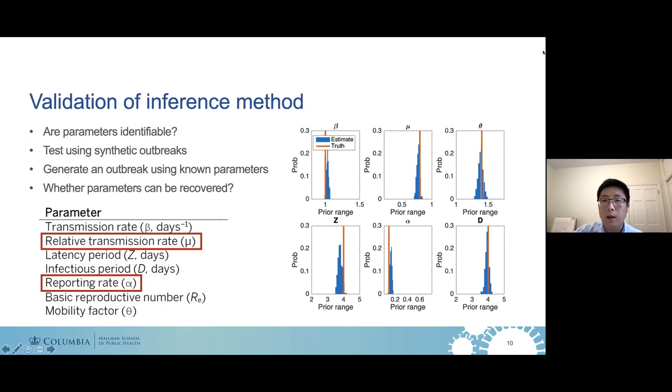The figure on the right side shows one example of this experiment. The red vertical line shows the actual parameters we used to generate the synthetic outbreak, and the blue bars represent the distribution of the estimated parameters. Now we can see all the parameters can be distinctly estimated. And we performed several of these tests using different combinations of parameters, because we want to make sure the system can work for a variety of outbreak situations.